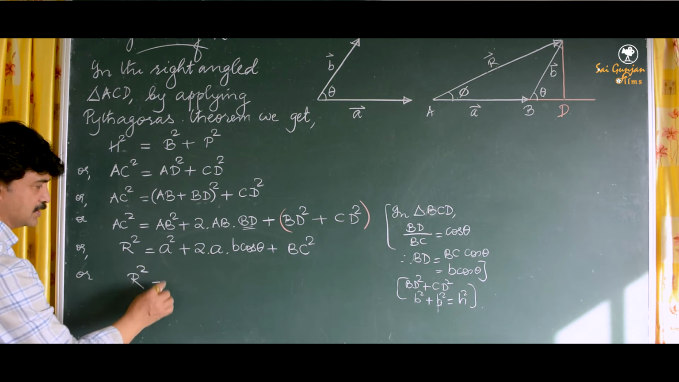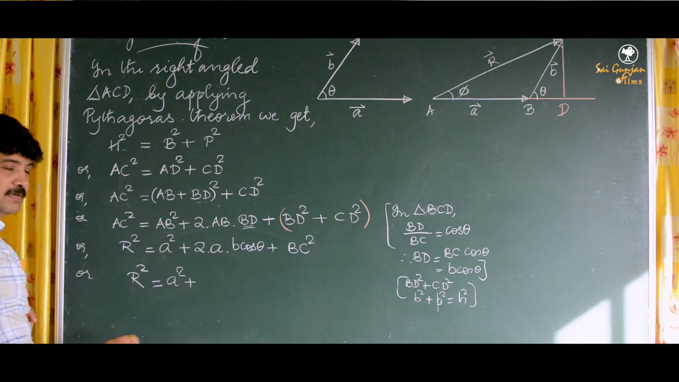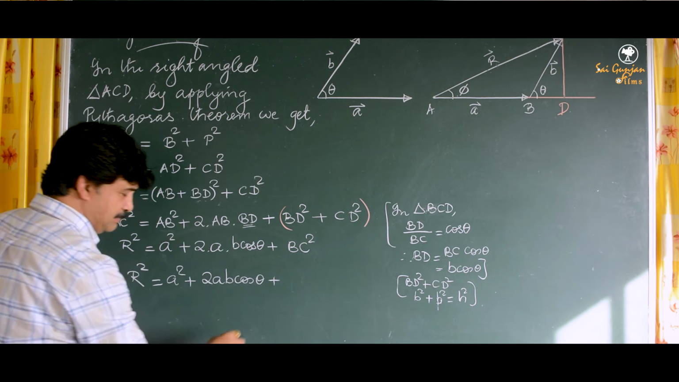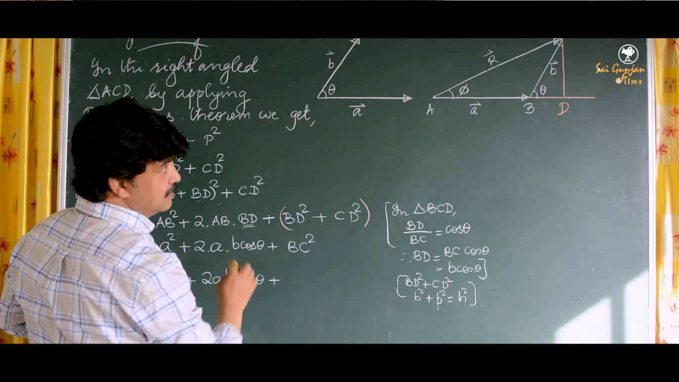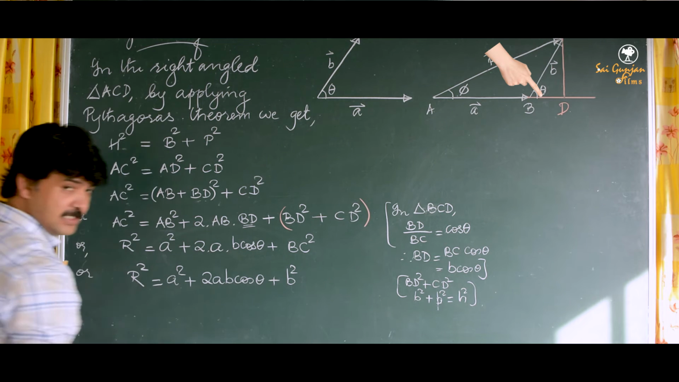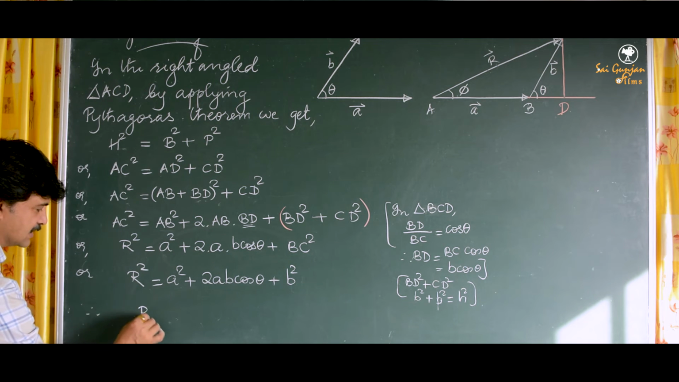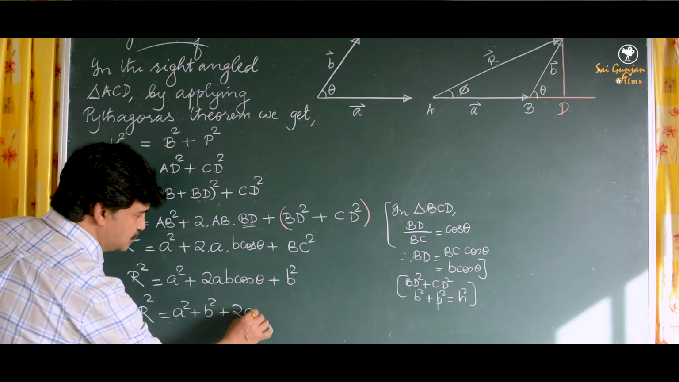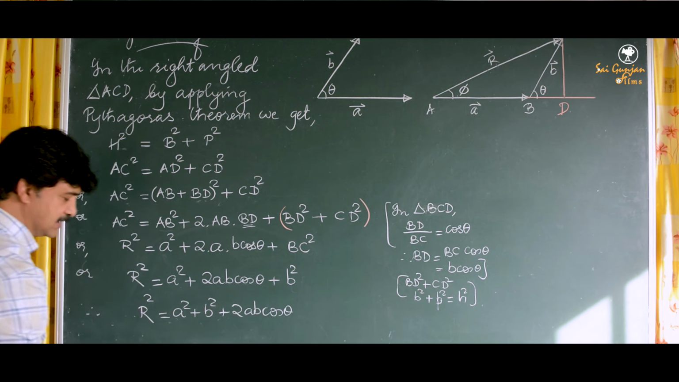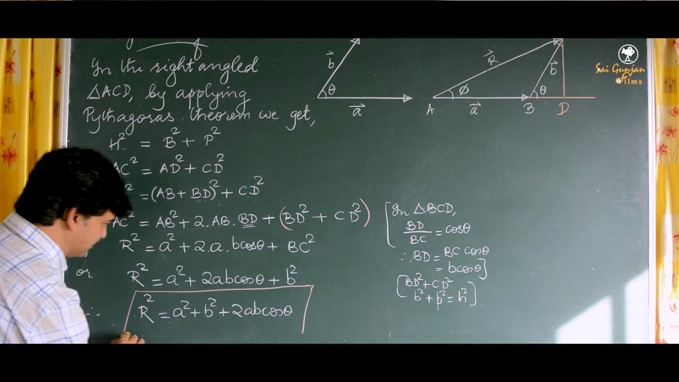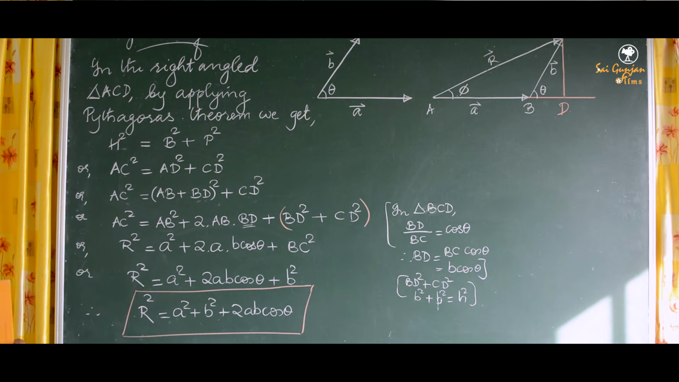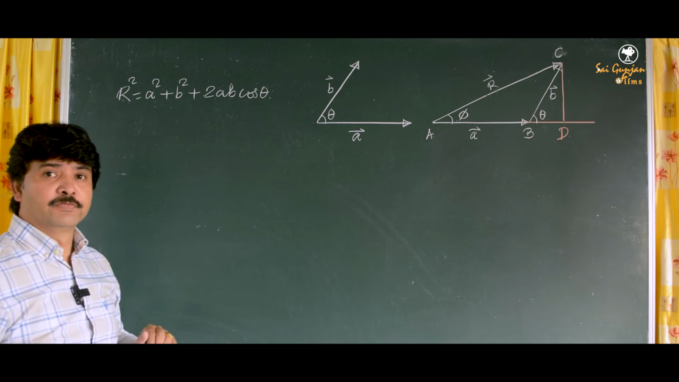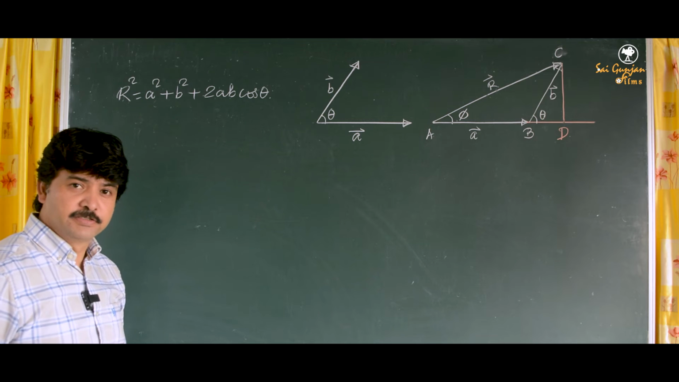So R square equals to A square plus 2AB cos theta plus, now BC. What is the value of BC out there? That is B, isn't it? Now I prefer to write this as this. R square is equal to A square plus B square plus 2AB cos theta. So this gives the magnitude of the resultant vector. So this is the formula for the magnitude of the resultant vector.